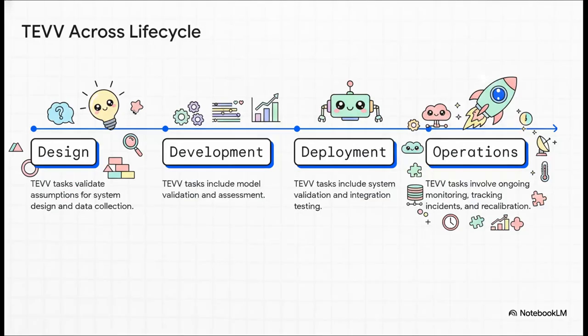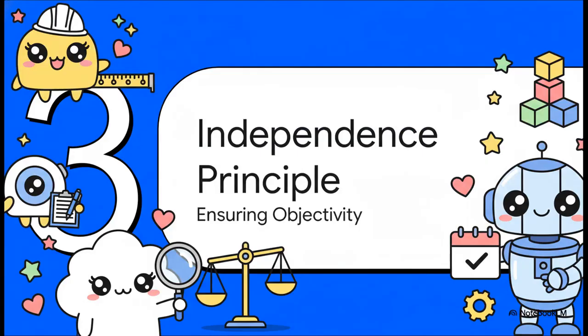And this timeline just shows you how deeply TEV is woven into every single stage. Way back in the design phase, you're testing your basic assumptions. During development, you're validating the model itself. When you go to deploy, you're testing how it integrates with everything else. And this is so critical, once it's live in operations, you're constantly monitoring it, tracking its performance, and seeing if it needs to be recalibrated. It never stops.